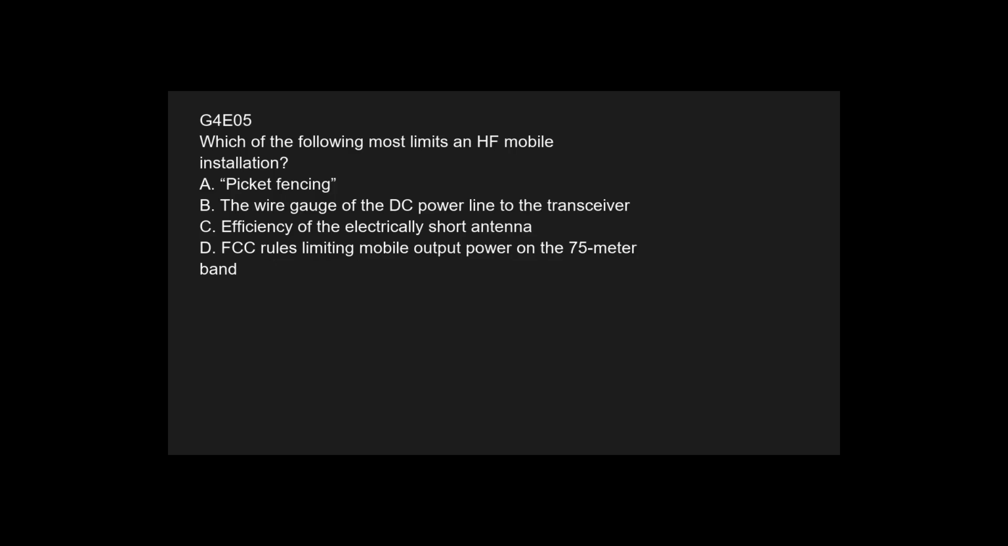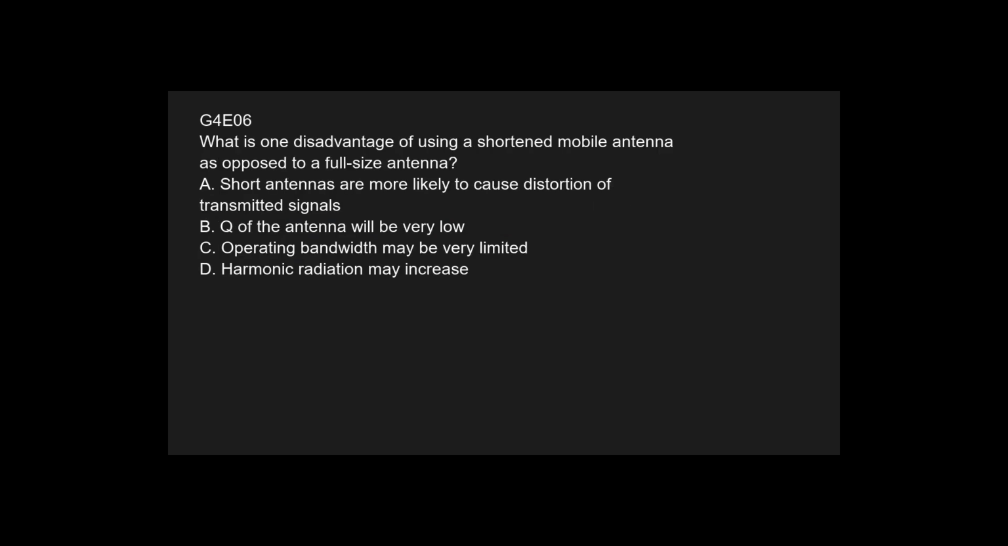Question: which of the following most limits an HF mobile installation? The correct answer is C. Efficiency of the electrically short antenna. Question: what is one disadvantage of using a shortened mobile antenna as opposed to a full-size antenna? The correct answer is C. Operating bandwidth may be very limited.